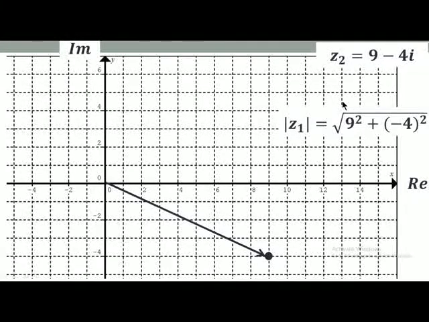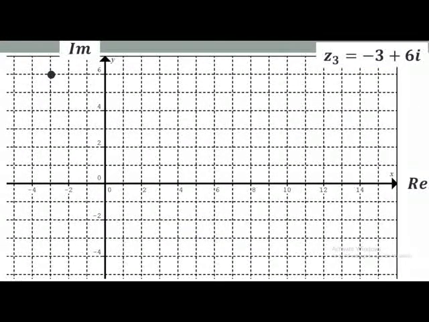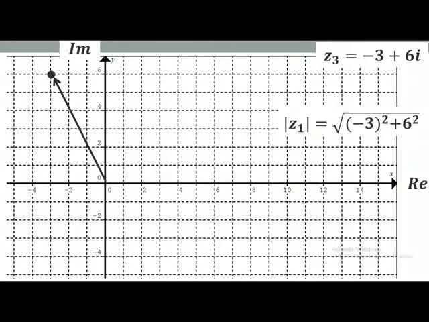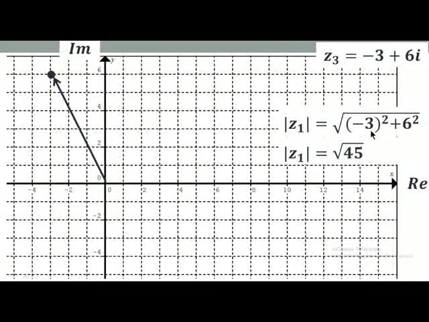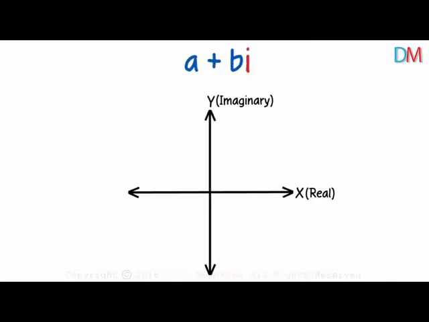So absolute value of z2 equal to square root of 9 squared plus negative 4 squared equal to square root of 97. How about z3? z3 is negative 3 plus 6i. So the absolute value of z3 is square root of negative 3 squared plus 6 squared equal to square root of 45. How will you plot the complex number a plus bi on the Argand plane?